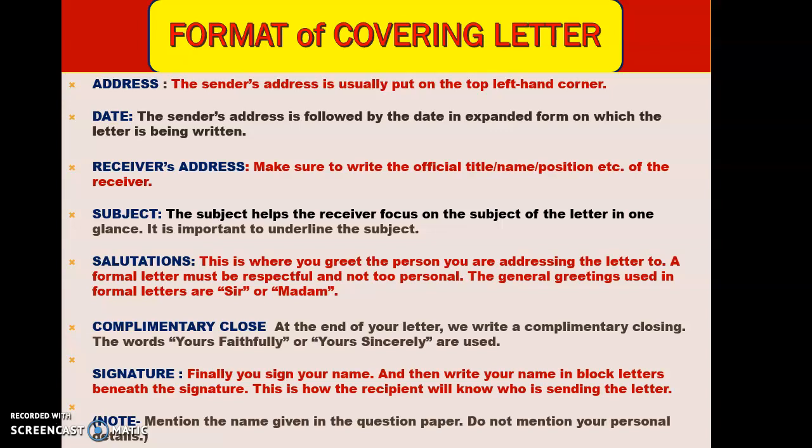So, we've discussed today the job application letter, what a job application letter is, and then we discussed solicited and unsolicited letters, and after this we are discussing just now the format of the covering letter.